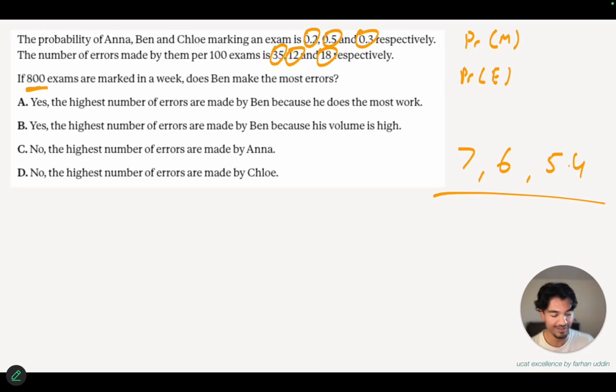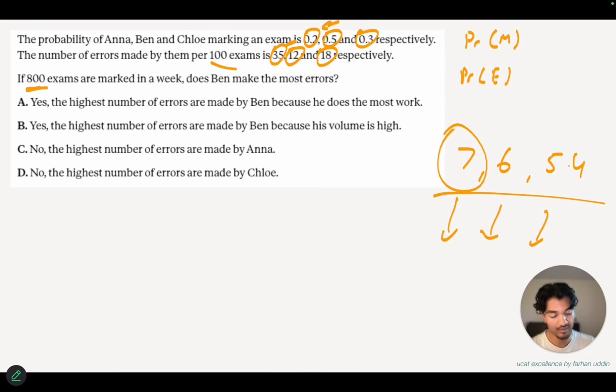But if you multiply everything by 800, what's going to change here? You already know who makes the most errors. It's going to be Anna, because her number here is the highest, because she makes the most errors per 100 exams, regardless of her picking up the least of the exams to actually mark.